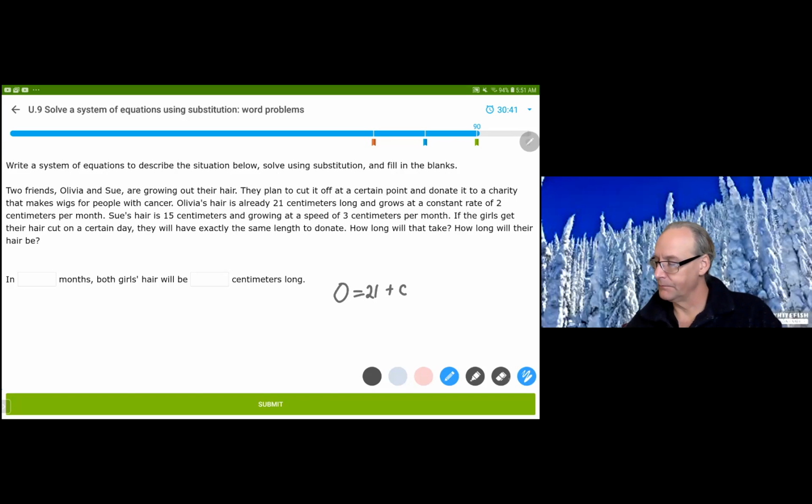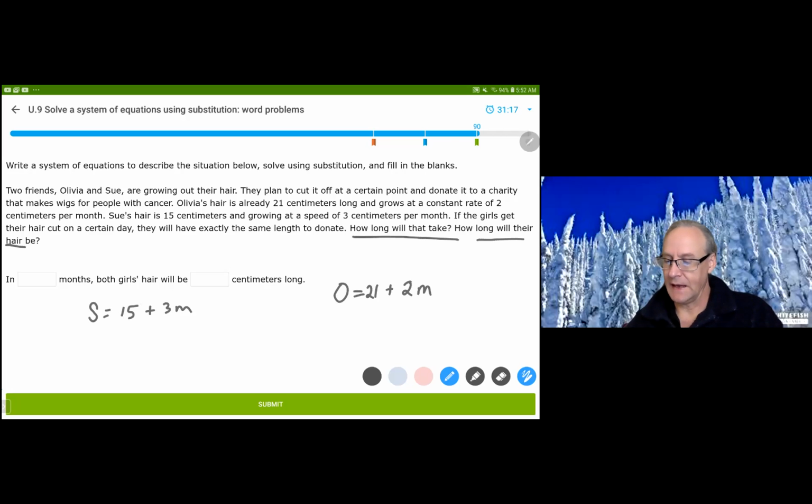Two centimeters per month, because we want to know when they are going to be the same length, and O is actually in centimeters. That means M should be in months so that we can find out how long her hair is after a certain number of months. Sue's hair, and I'm going to use the S, is 15 right now, but is growing at 3 centimeters per month.